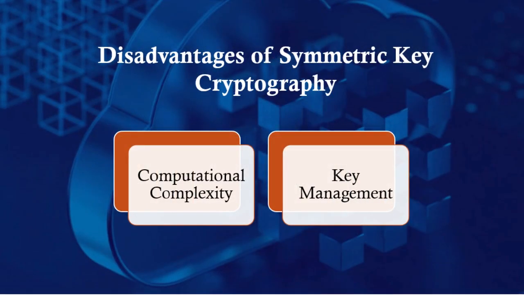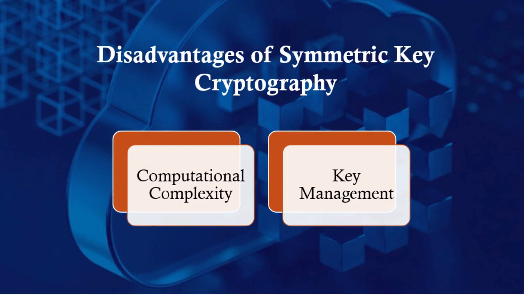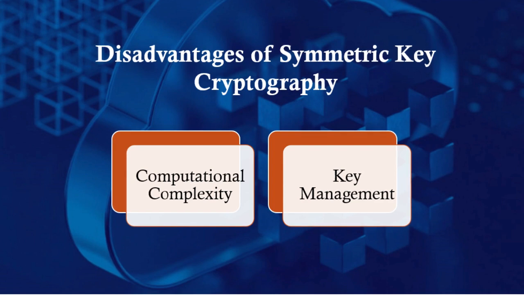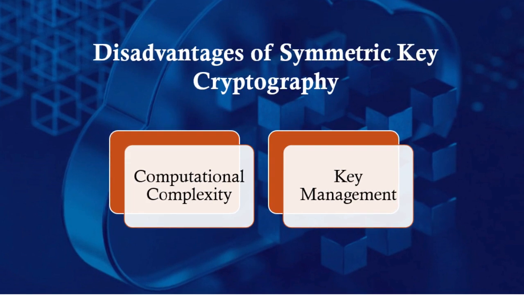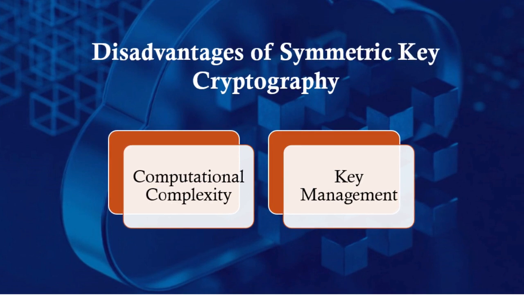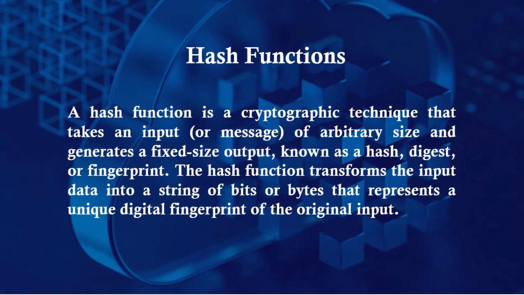However, asymmetric key cryptography also has some disadvantages. It is computationally more complex than symmetric key cryptography, which can make it slower and less efficient. Asymmetric key cryptography also requires secure key management to ensure that private keys are kept secret and public keys are distributed securely. The third technique is hash functions.